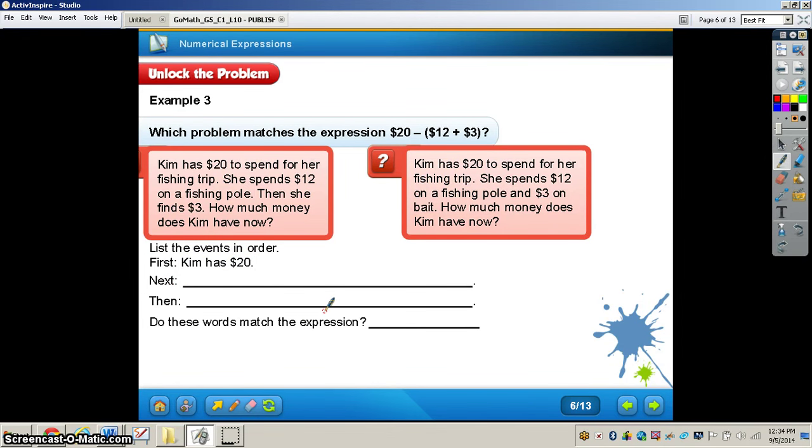And then next, for these, that Kim spends, and let's write this down for both of the left and right hand side, Kim spends $12. Okay, then after that, she finds, and let's write this out. She finds $3 for the one on the left hand side, and the one on the right hand side spends $3 on the one here on the right hand side.